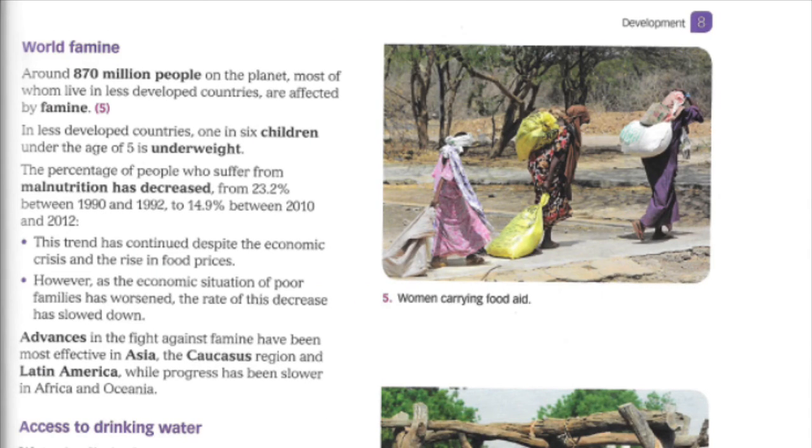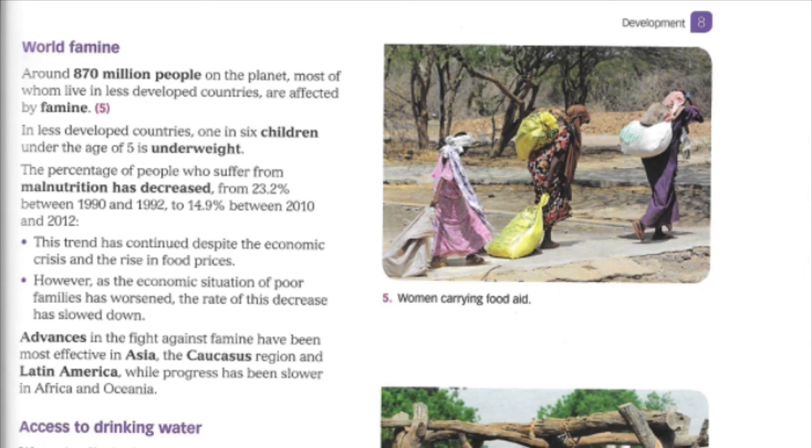Okay, let's please turn to the final page, page 97. World famine. Around 870 million people on the planet, most of whom live in less developed countries, are affected by famine. In less developed countries, 1 in 6 children under the age of 5 is underweight.